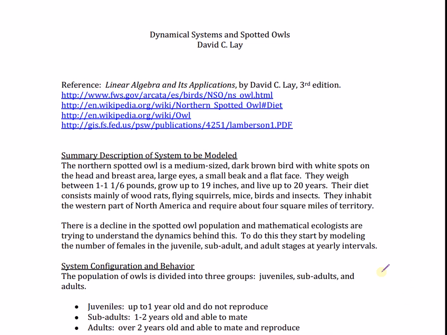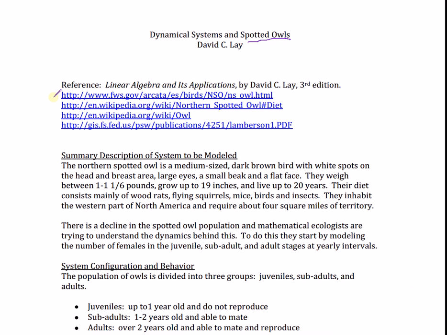Okay, I would like to briefly introduce our second module for this class. It's a model of spotted owl population. Now, before we had an interacting system of owls and rats. Now we're just looking at spotted owls in 3 stages of life.